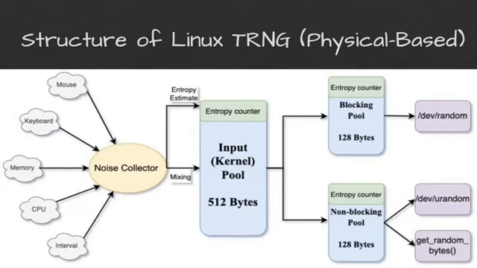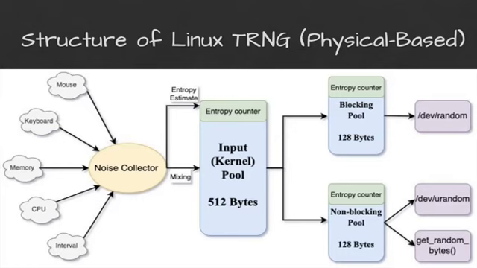This is a structure diagram for the Linux truly random number generator. It is very easy to understand. We can classify all components into three categories: noise collector, entropy pool, and interface. I marked them with different colors. The first component is the noise collector. It collects different types of noise and converts them into binary data.